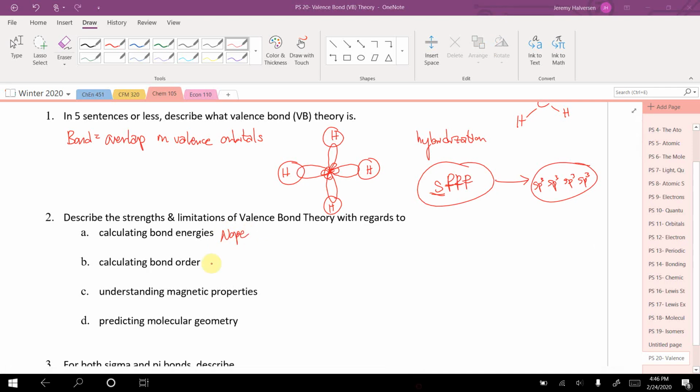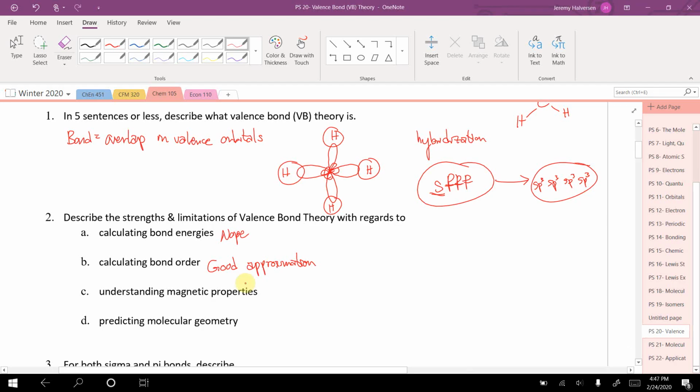Bond orders, we do. We do calculate bond orders. It gives us a good approximation. In other words, it explains most bond orders very well and some bond orders not so good. But we will learn how to calculate bond order from our valence bond theory. And when we talk about molecular orbital theory, which is problem set 21, which is just a different theory of what bonding is, that gives us kind of a better idea of bond order. But we will calculate bond order from valence bond theory.